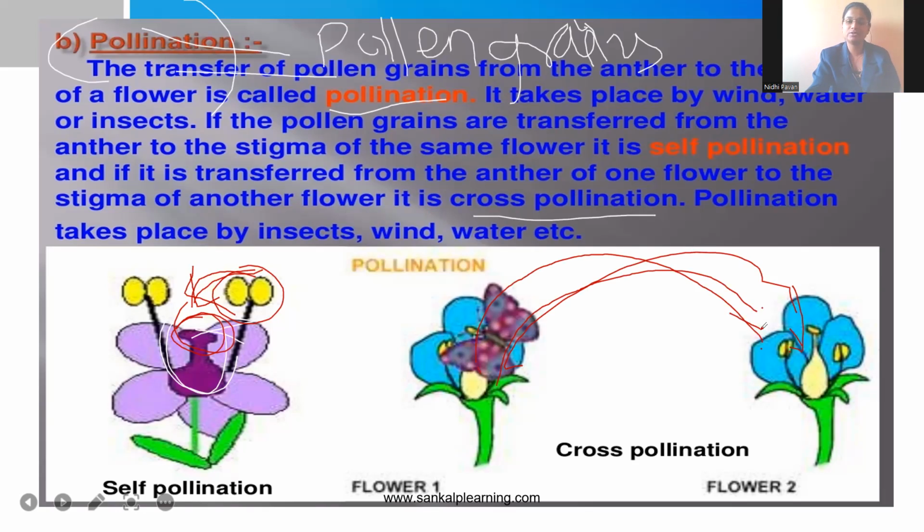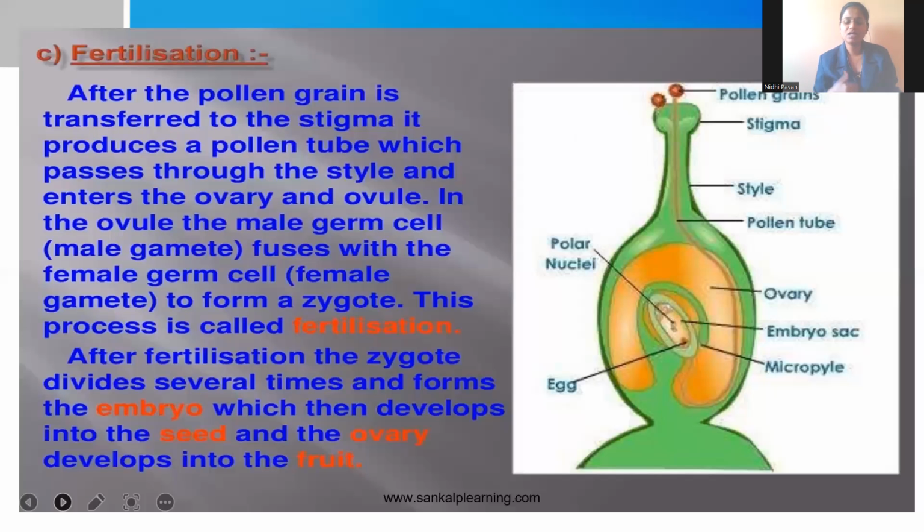That is, self and cross are the types of pollination, right? The next step is fertilization. So what do you mean by fertilization? It is nothing but the fusion of gametes, fusion of the male gamete with the female gamete.